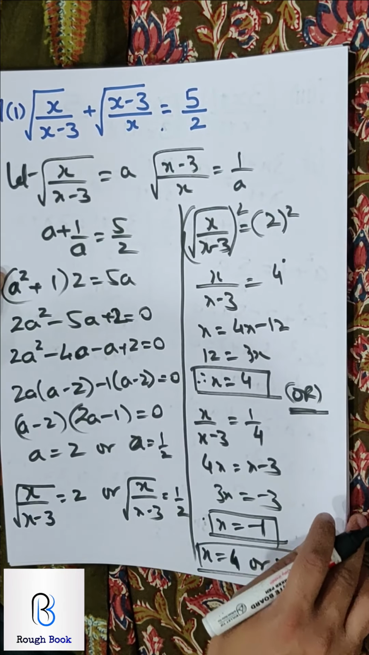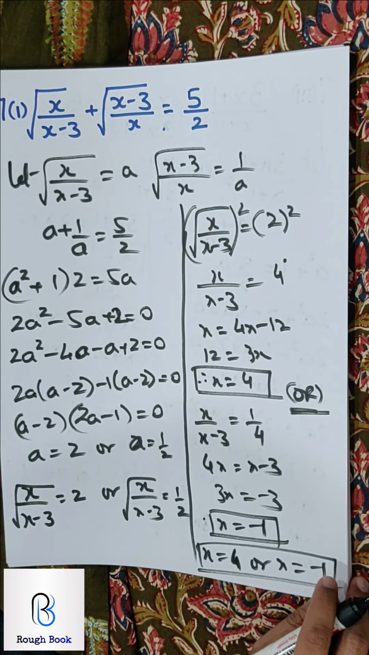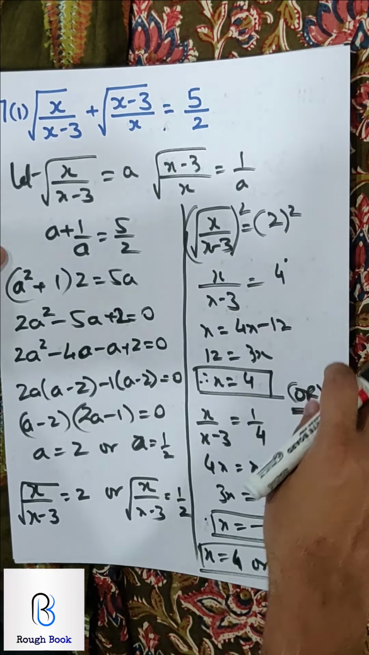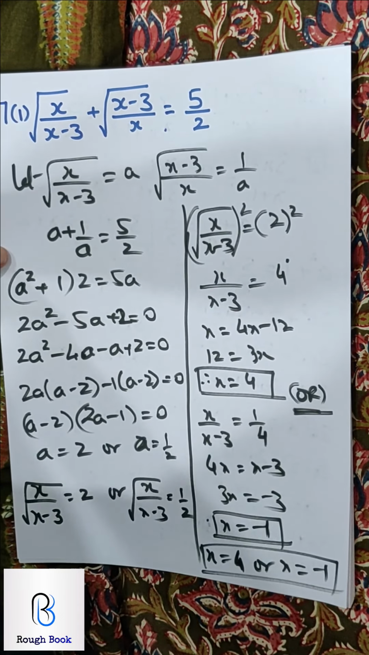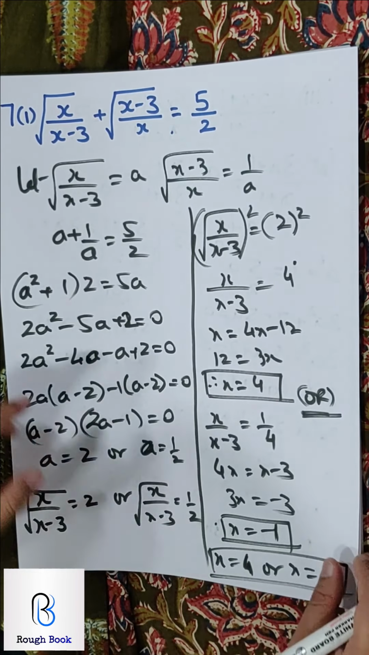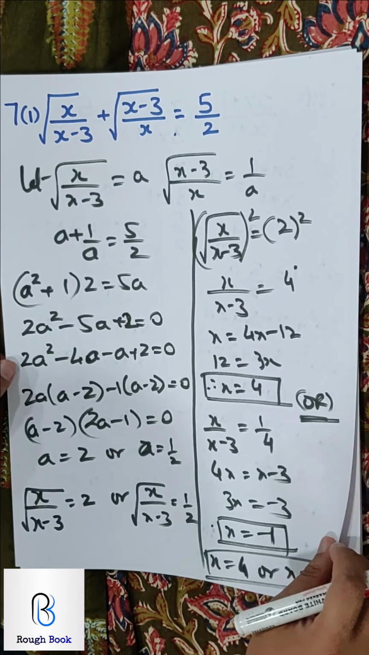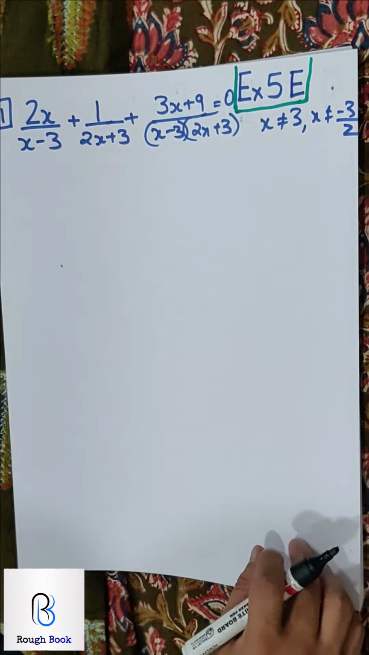How many managed to get the same answer? 7 part 1, this one: 4 and minus 1. Good job if you're getting the same answer. I'm just trying to see every time. I don't cut this because I understand many a times I have done that. Let's go to the next exercise straight away.